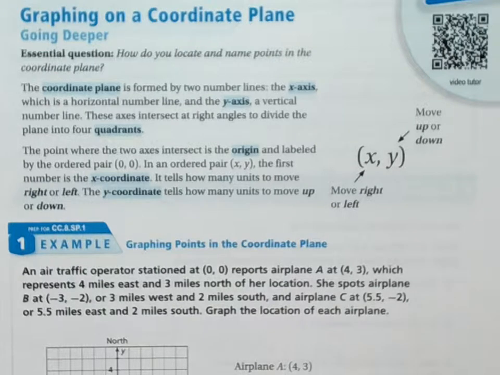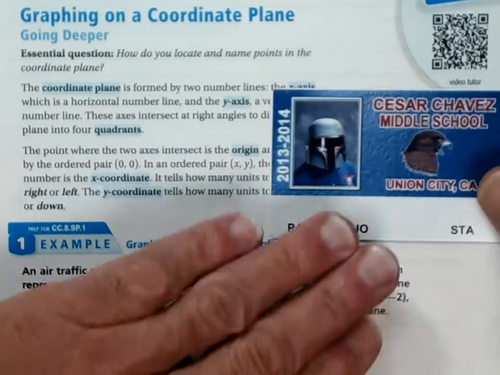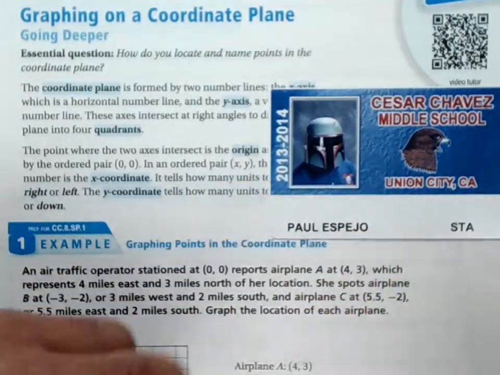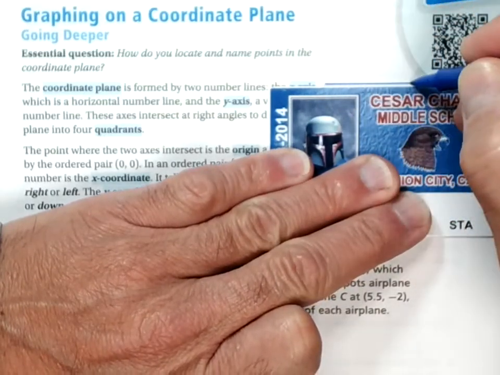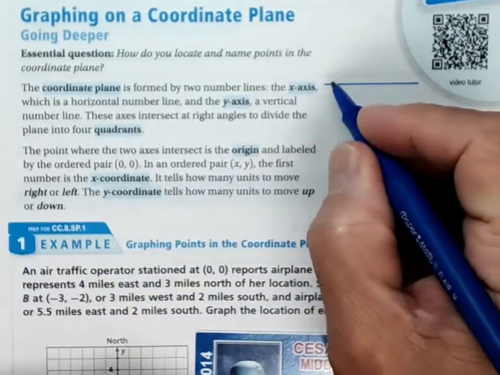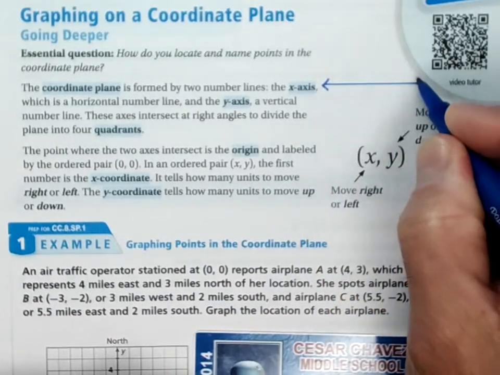This is Chapter 2, Section 2, Graphing on a Coordinate Plane. First of all, a coordinate plane is formed by two lines. The x-axis, which is a horizontal line. I'm going to use my ID card here to draw that. It's going to be a small one. So that's my x-axis. That's my horizontal line.